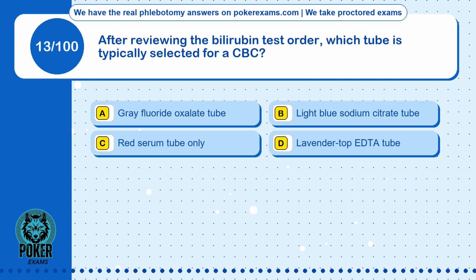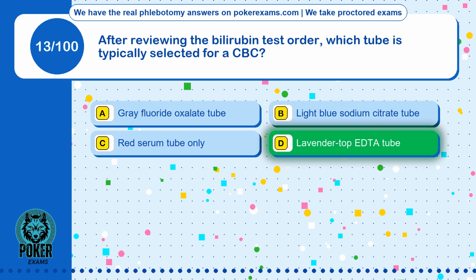Question 13. After reviewing the bilirubin test order, which tube is typically selected for a CBC? Option A, gray fluoride oxalate tube. Option B, light blue sodium citrate tube. Option C, red serum tube only. Option D, lavender top EDTA tube.